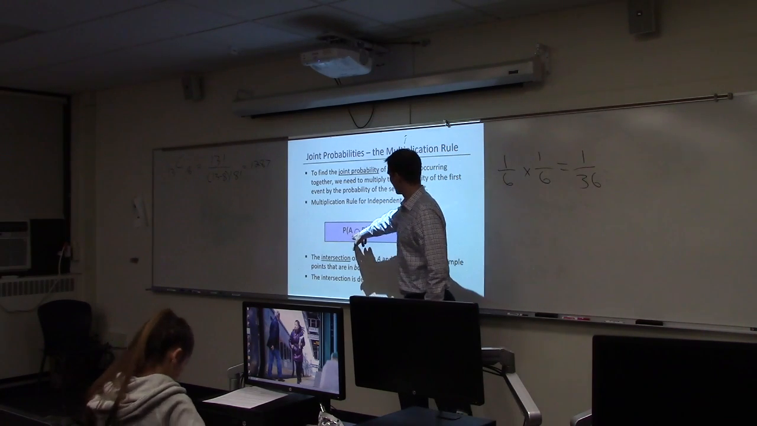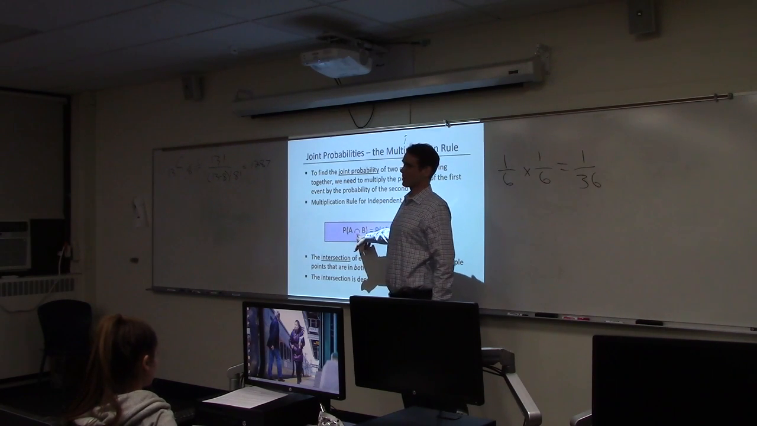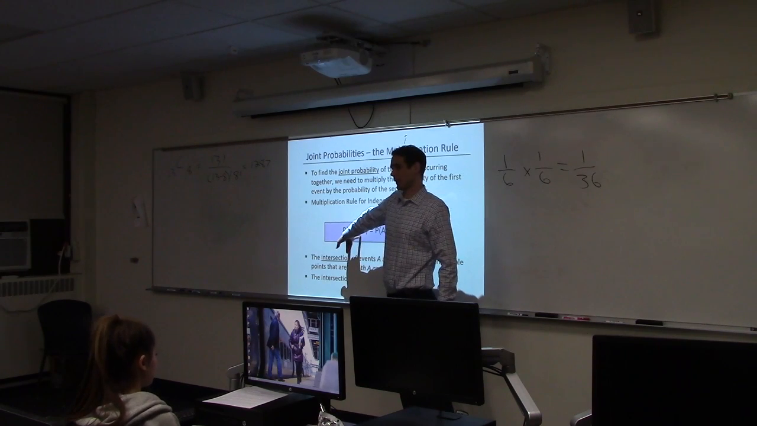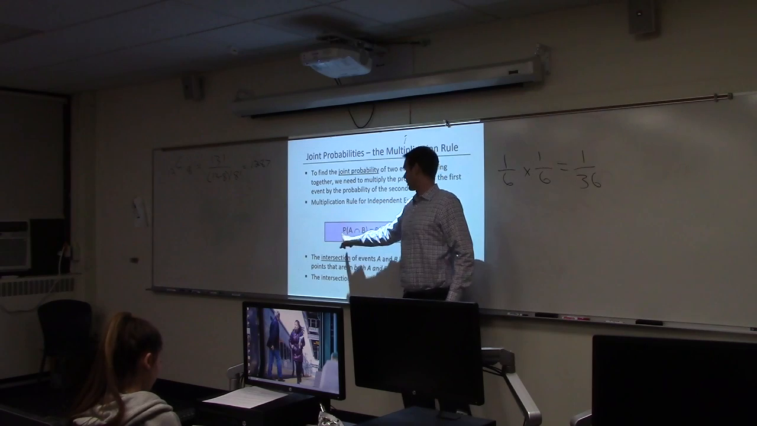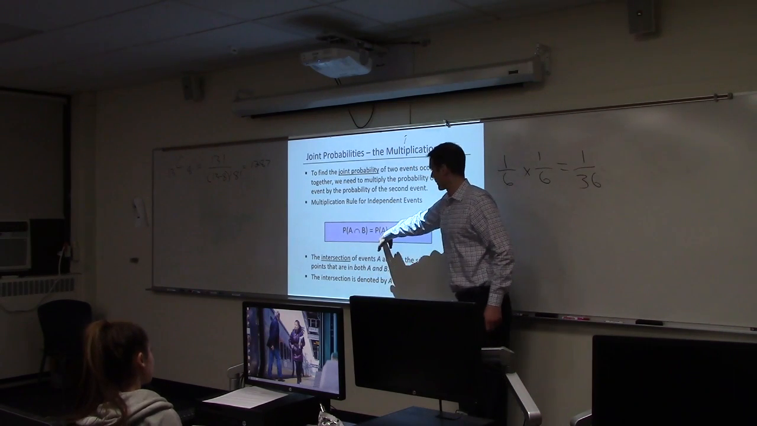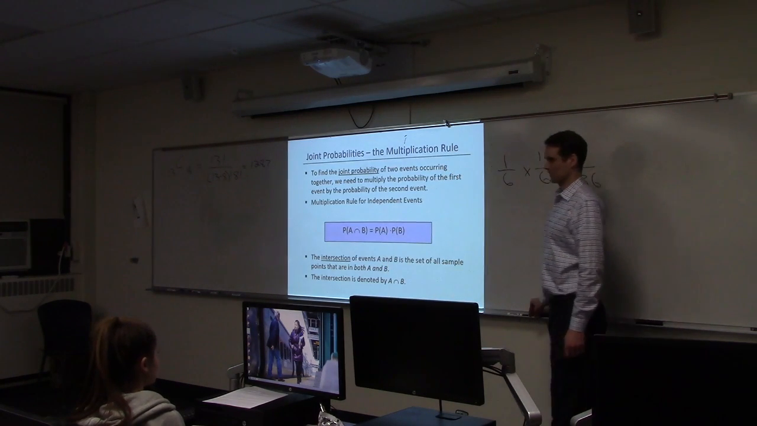You don't really need to know this symbol for this class, but this upside down U is called intersection. This means both of these events happening. This event and this event happening. Rolling a 6 the first time and rolling a 6 the second time equals the probability of the first event happening times the probability of the second event happening.